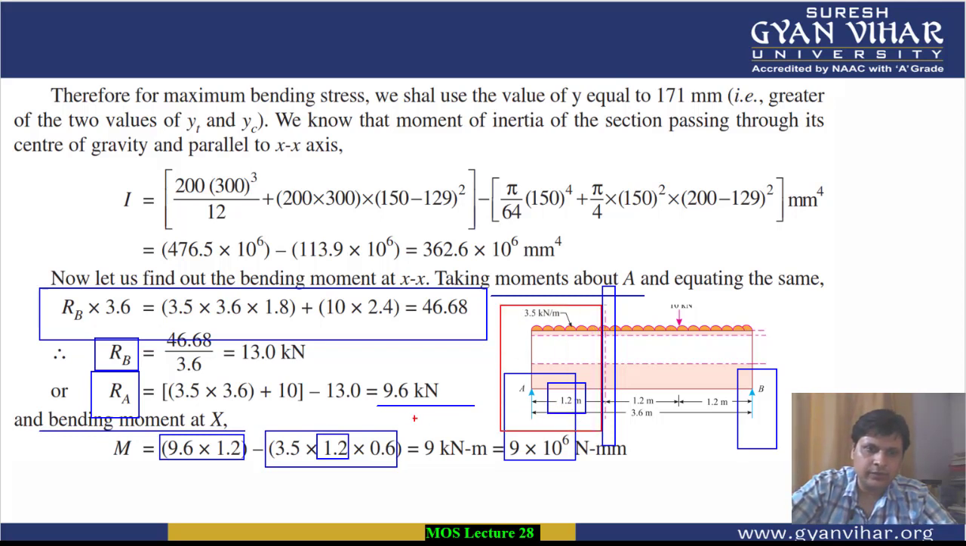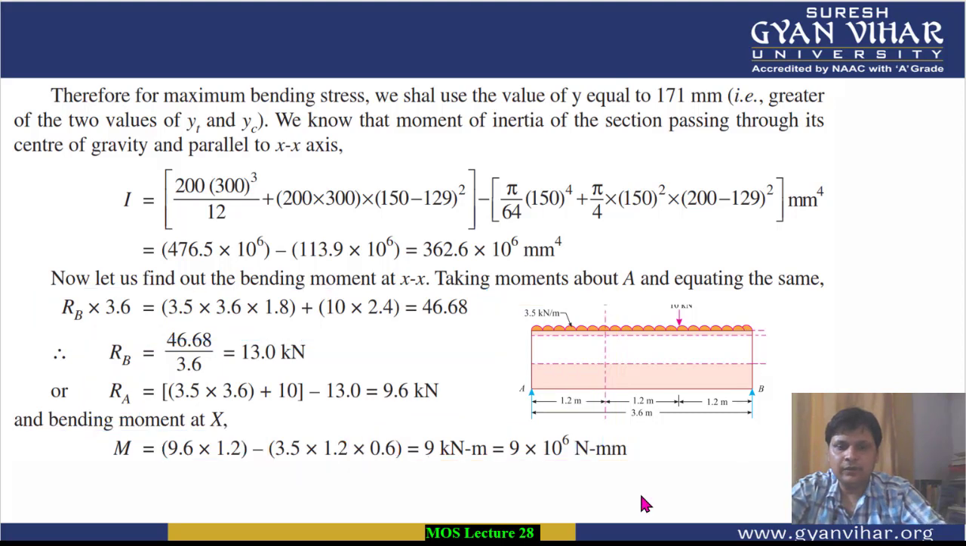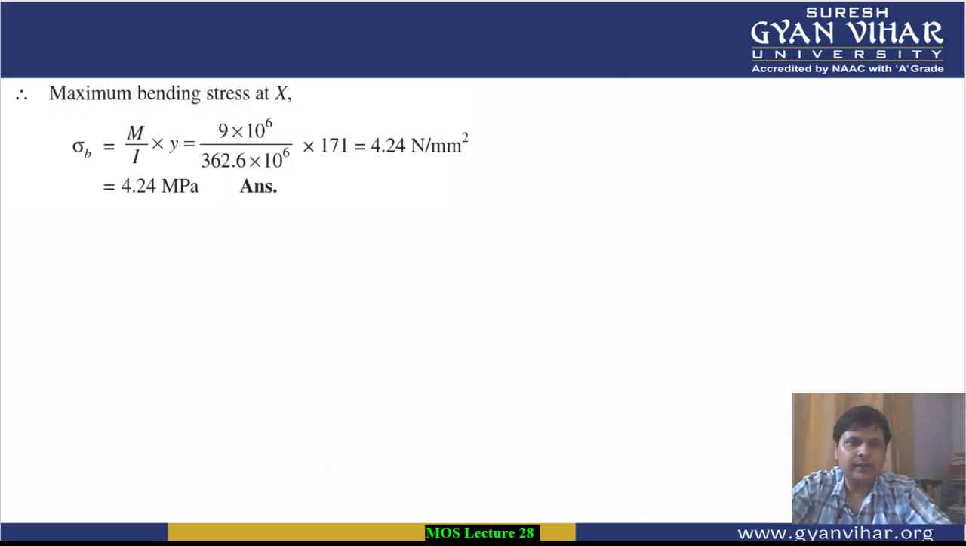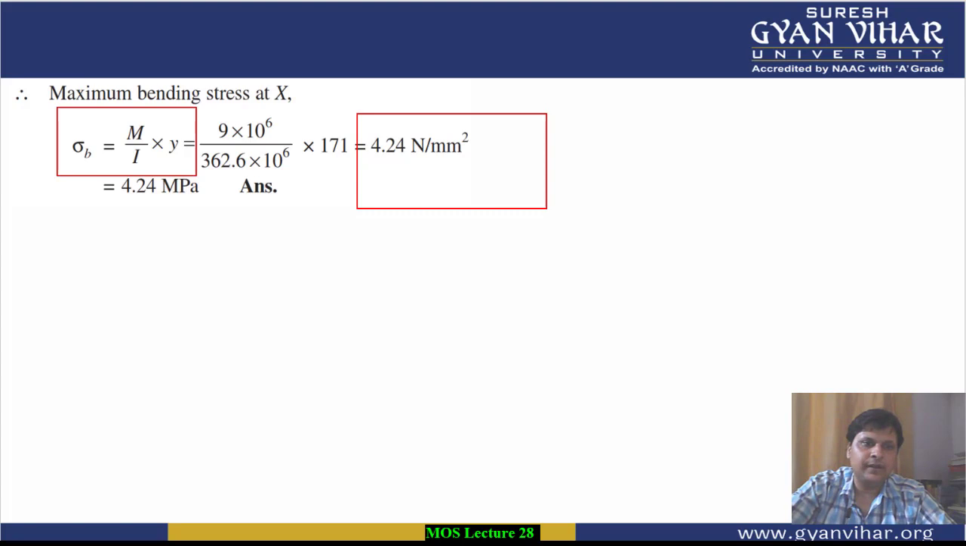So this portion's UDL value will be 3.5 into 1.2, and it will be considered at its center, that means 1.2 divided by 2, that is 0.6. So M, you have got the value 9 into 10 to the power 6. Bending moment value at this section we have calculated. Now finally the bending stress will be, the formula is sigma is equal to M y upon I. This will give you the value of bending stress as 4.24.